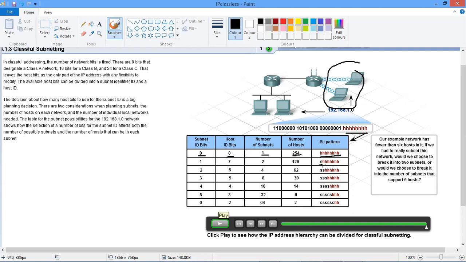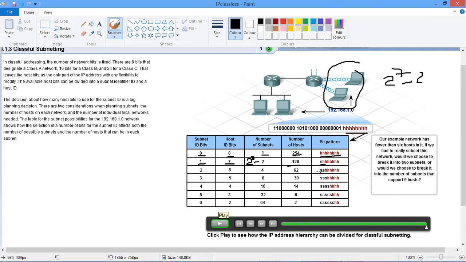So if I decide to borrow 1 bit, how many host bits are remaining? 7. How many networks am I going to have? It's going to be 2 raised to power 1, the bit that I borrowed, which gives me 2 networks. How many valid IP addresses am I going to get? 2 raised to power of what is remaining, 7, minus 2, going to give me 126.